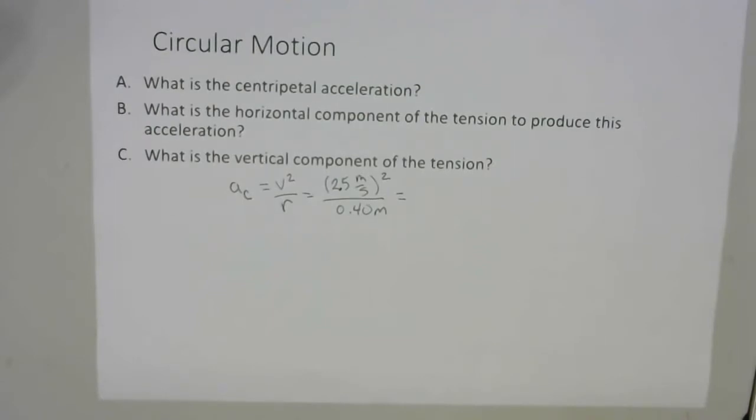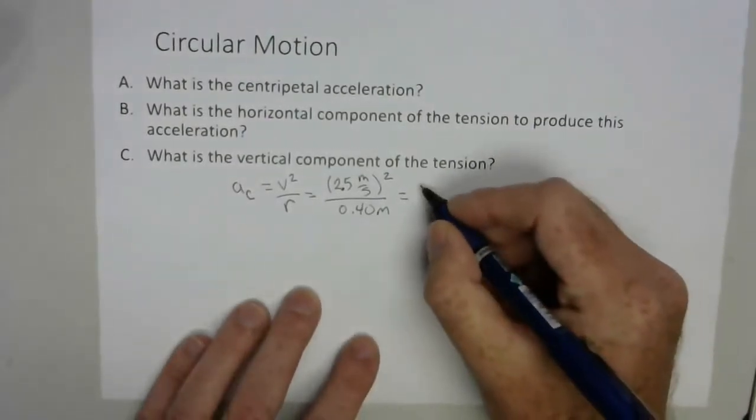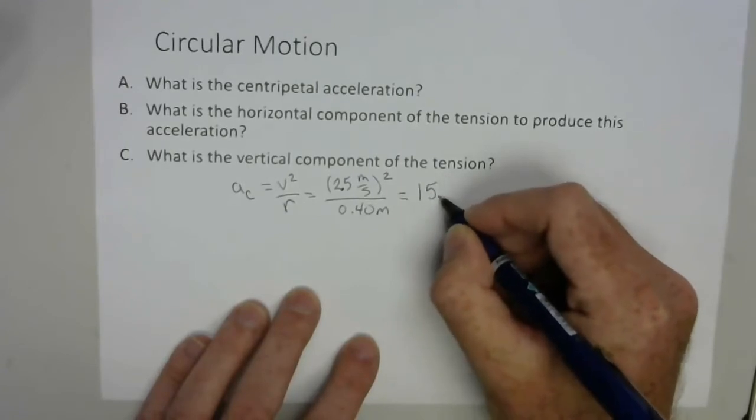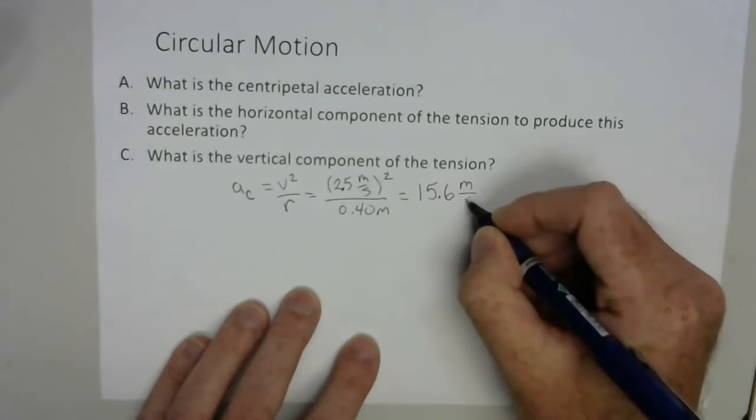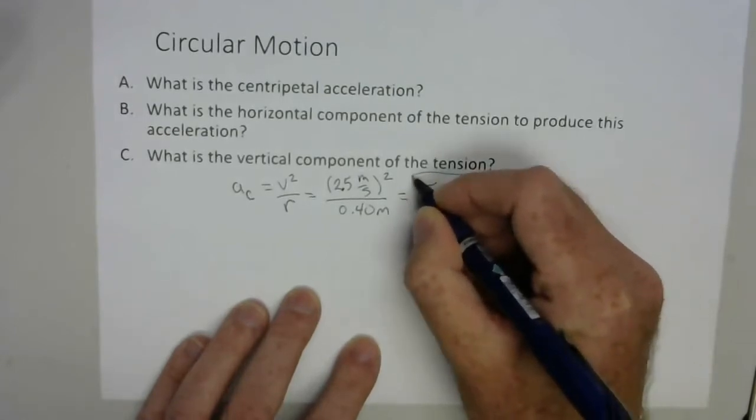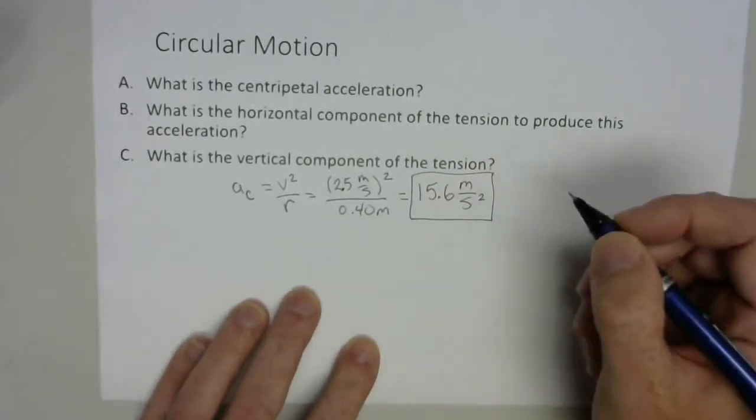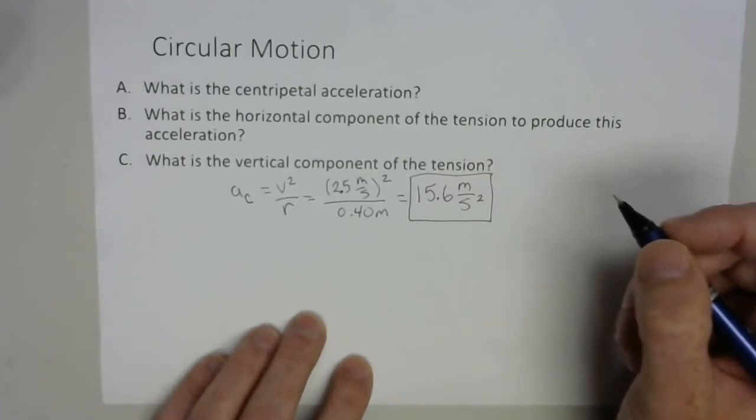But then we take 2.5 squared divided by 0.4. We get an acceleration of 15.6, we'll say, meters per second squared. And that would be our centripetal acceleration.